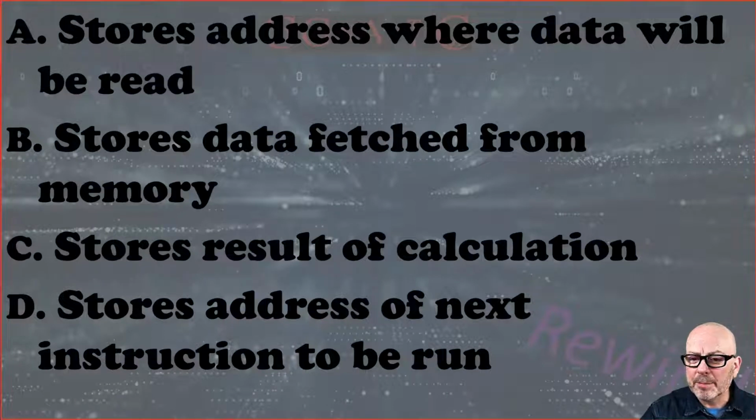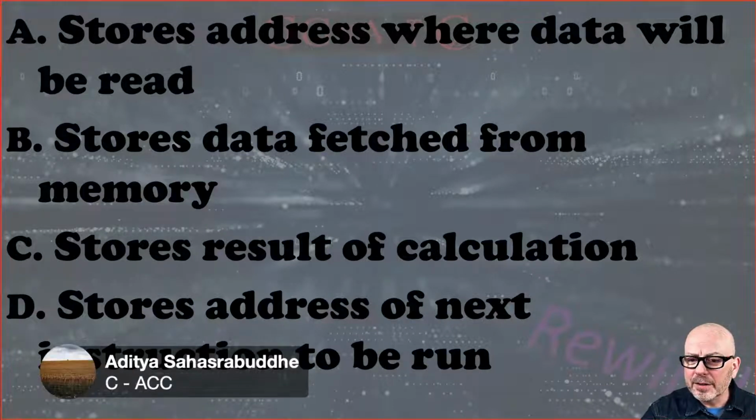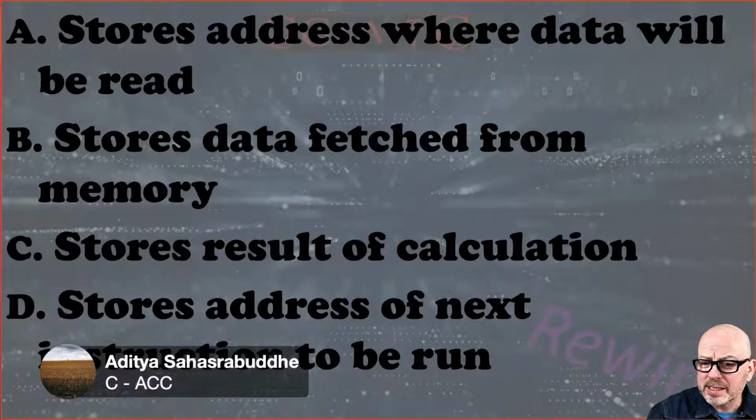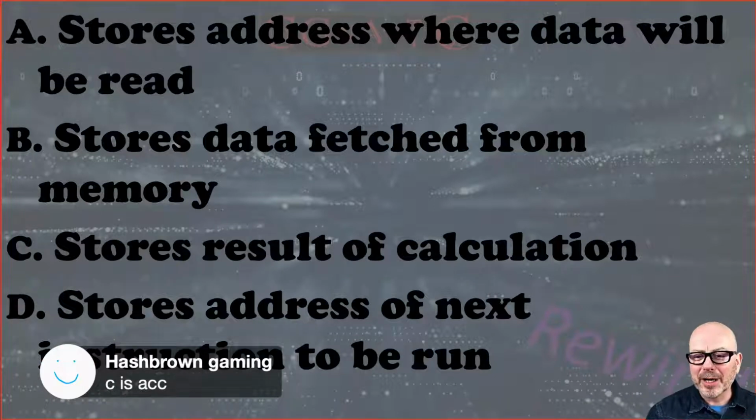Oh, hello, Bogdan. Hi, Bogdan. How you doing? Thanks for coming. Bogdan says MAR. Which one? Which one's the MAR? And Aditya has gone for C, ACC is showing the result of a calculation. Hi Hash Brown, how you doing? Thanks for coming. C is ACC.